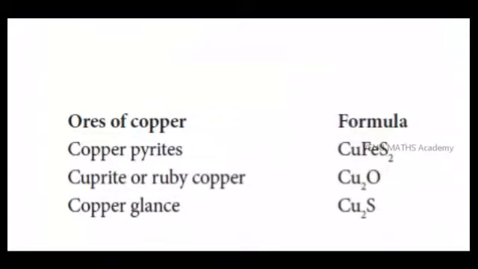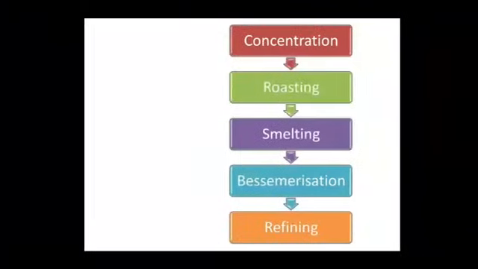The important ores of copper are copper pyrites, CuFeS2, cuprite, Cu2O, and copper glance, Cu2S. The chief ore of copper is copper pyrites. So, mostly the metal copper is extracted from copper pyrites.